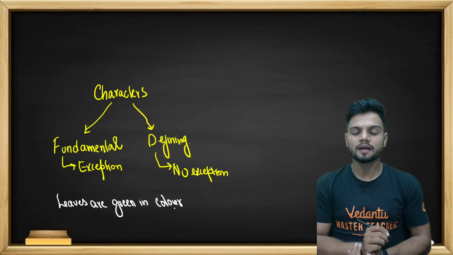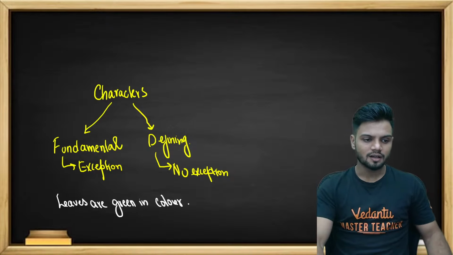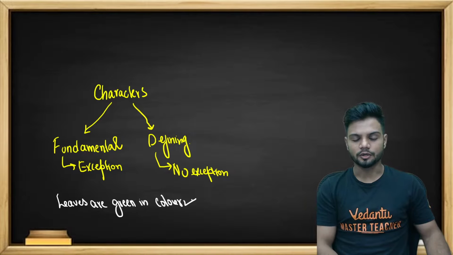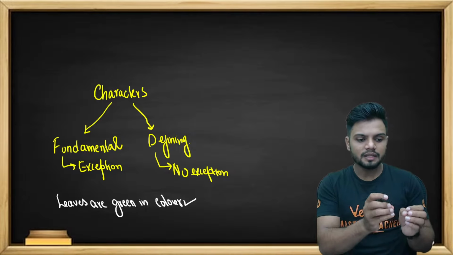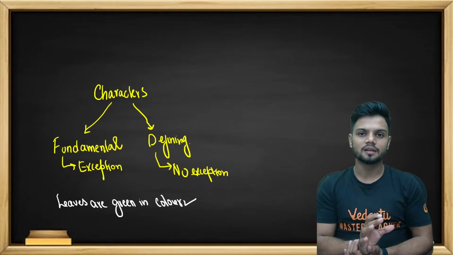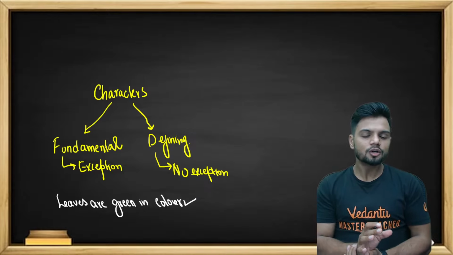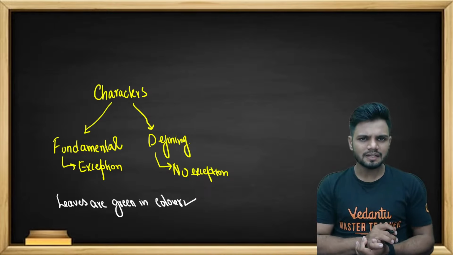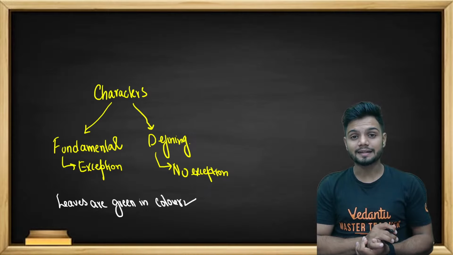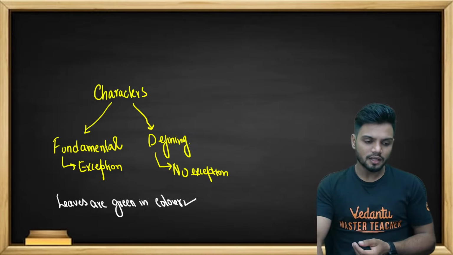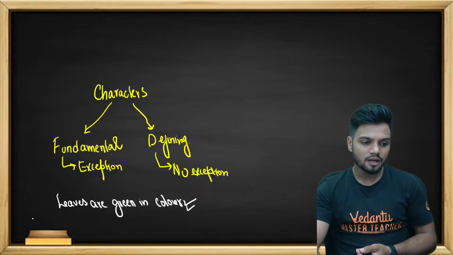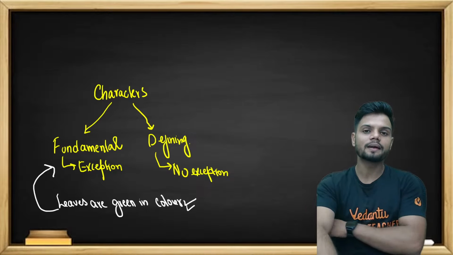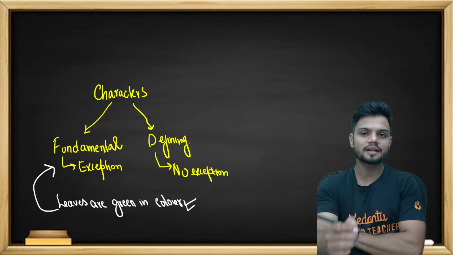Now you are supposed to tell me whether this statement is fundamental or defining. Are there any exceptions to this? Are all the leaves in the world always green in color? No. Sometimes a leaf can change color into bright red, orange, sometimes even slight yellow. That is a chlorophyllous condition. So if there are exceptions, this will become a fundamental character, because there are exceptions.